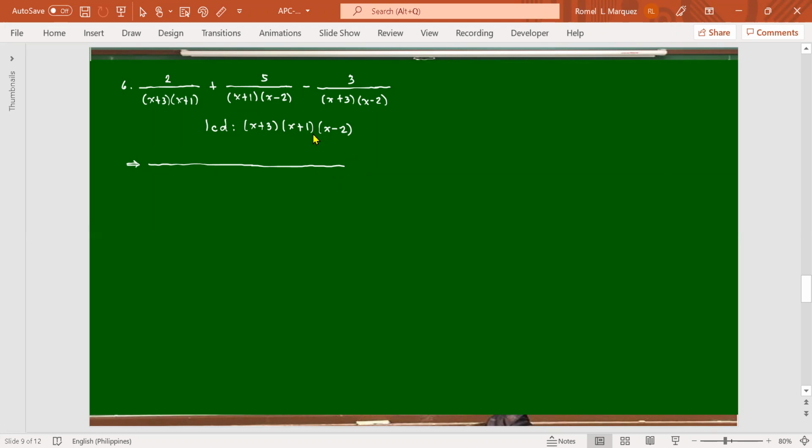x plus 3, x plus 1, x minus 2, when divided by this, cancels out these two factors. So we're left with 2 times x minus 2. Second one, 5 times, we have x plus 3 remaining, no? When this is divided by the denominator here. And then for the third one, minus 3 divided by here. So x plus 3, x minus 2 are canceled out. We are left with x minus 1. Get it, guys? Children?